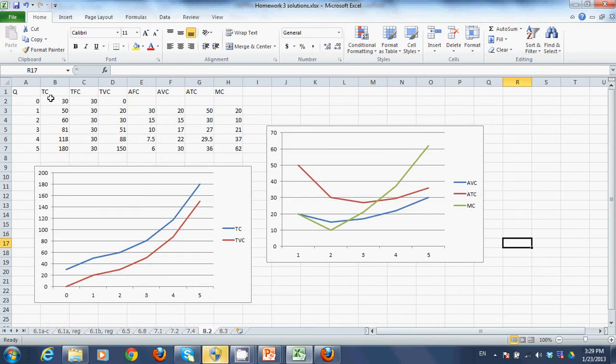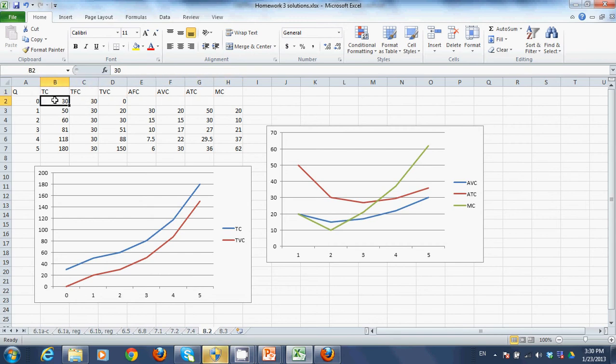Now, moving to chapter 8, we begin with problem number 2. So we get the total cost schedule of a firm. That's here. So then we're asked to, first of all, derive the total fixed cost and total variable cost, and then the average fixed cost, average variable cost, average total cost, and marginal cost. So we can get all of these things, 1, 2, 3, 4, 5, 6 different variables, all from total cost.